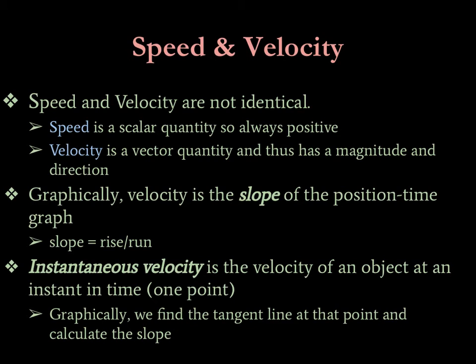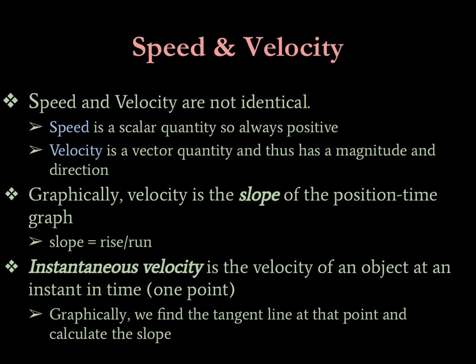We'll look at graphs here in a moment. What we'll see is that velocity is actually the slope of a position time graph. On those position time graphs, the tangent at any point is what we call the instantaneous velocity. It's the velocity at any one instant in time. Think about the speedometers on your car. Those are giving you the instantaneous velocity, or at least within a range of plus or minus 5 miles an hour or so.